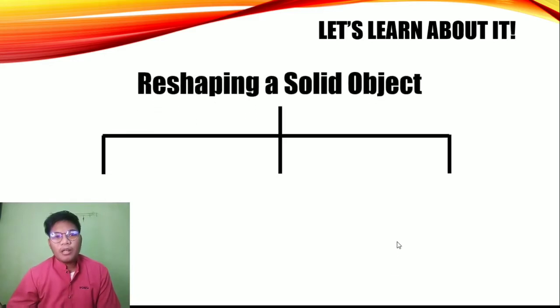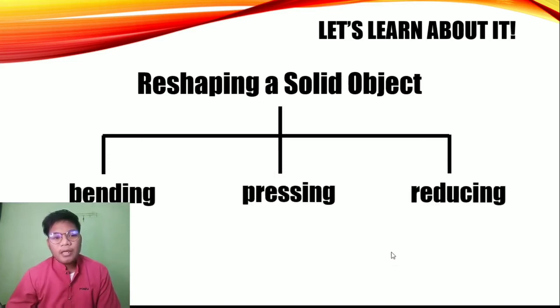Applying force to a solid object can result in physical change. It causes the object to reshape or deform. Changing the form of material includes bending, pressing, or reducing into small pieces. Let's talk about bending.